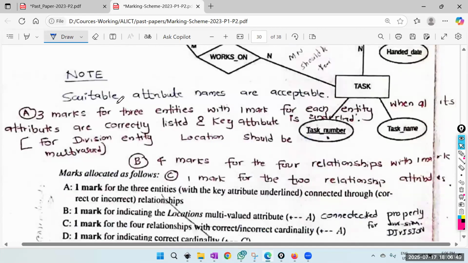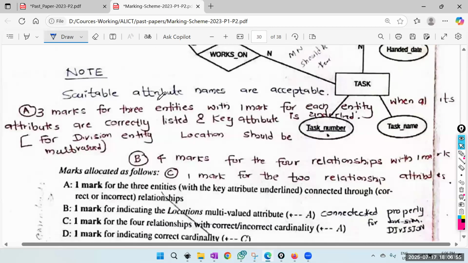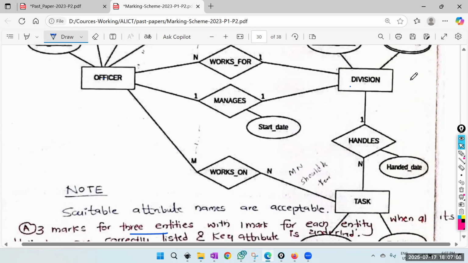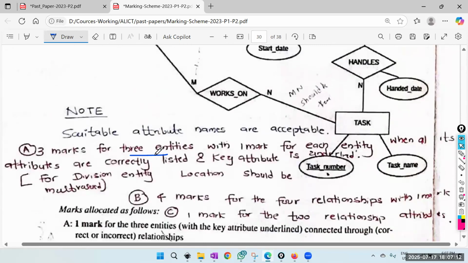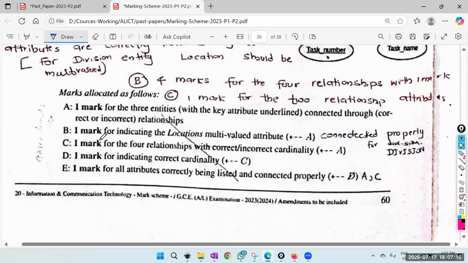Let's see some notes. Suitable attribute names are acceptable. 3 marks for 3 entities. I got the 3 entities: office, division, task. I actually marked an additional one also, but it looks like I'm not going to lose anything. But if marks are given for it, I lose some. Definitely they should have given some marks for this. 1 mark for indicating locations as a multi-valued attribute.